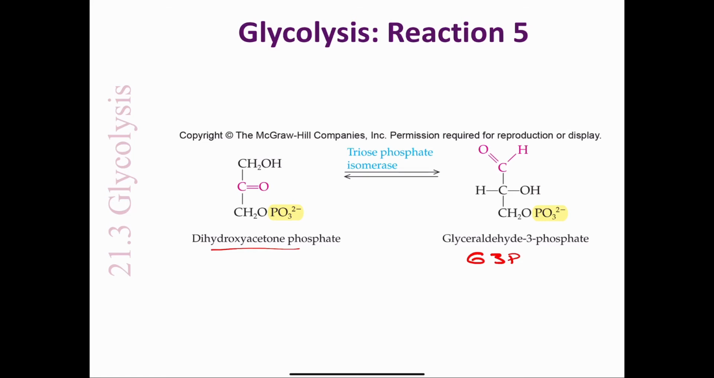Just like the isomerization in reaction 2, if you look at the molecular formula of DHAP and you compare it to that of G3P, you'll see that they're identical. All that's happening is a rearrangement of the molecule.